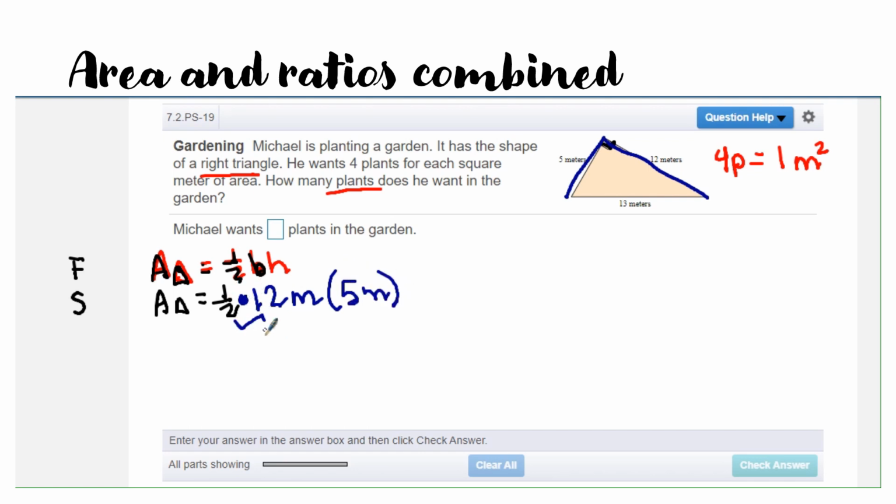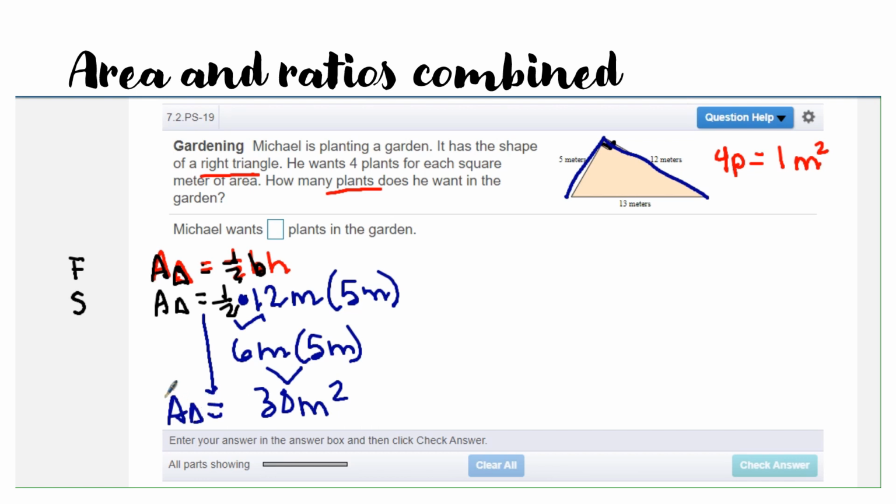Half of 12 is 6 meters, and 6 times 5 is going to give me 30, and meters times meters is meters squared. So since I've evaluated my right side, if I bring down my equal sign and then bring down my area of a triangle, we can say the area of the triangle is 30 meters squared. So now, since I know that I have 30 square meters and I want 4 plants for every square meter, you can use this as a conversion factor, or you can just use equivalent ratios.